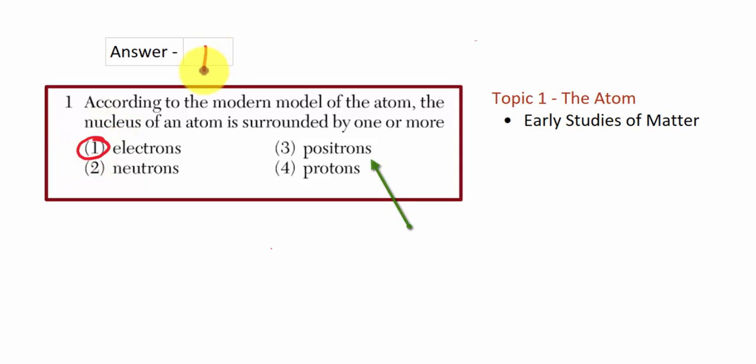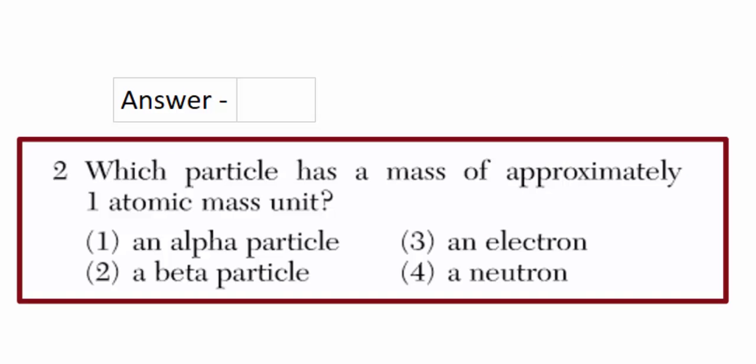A positron, answer number 3, is a particle emitted by a radioactive atomic particle during nuclear decay. That's going to be further discussed in topic 12.